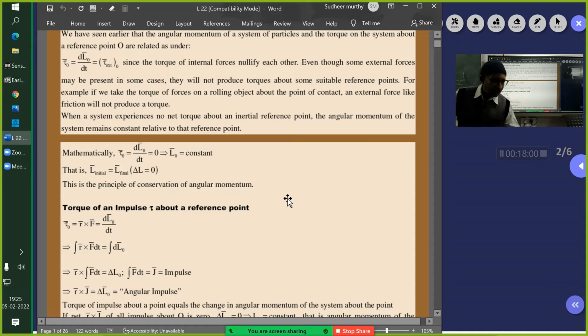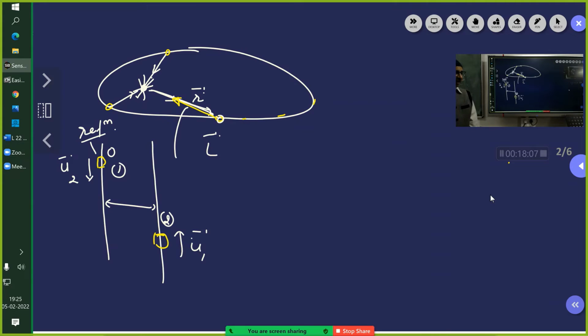Same like the principle of conservation of linear momentum. Can anybody state the principle of conservation of linear momentum? Faster.